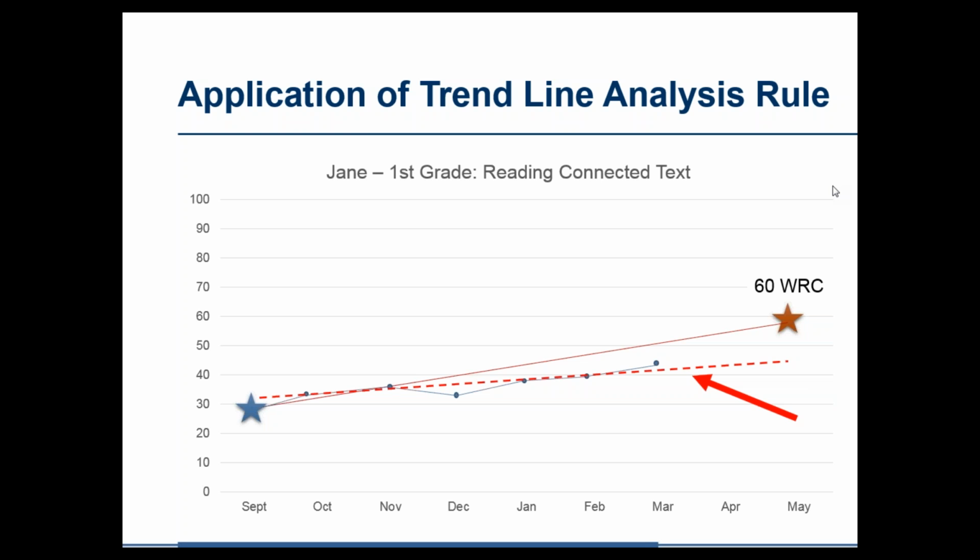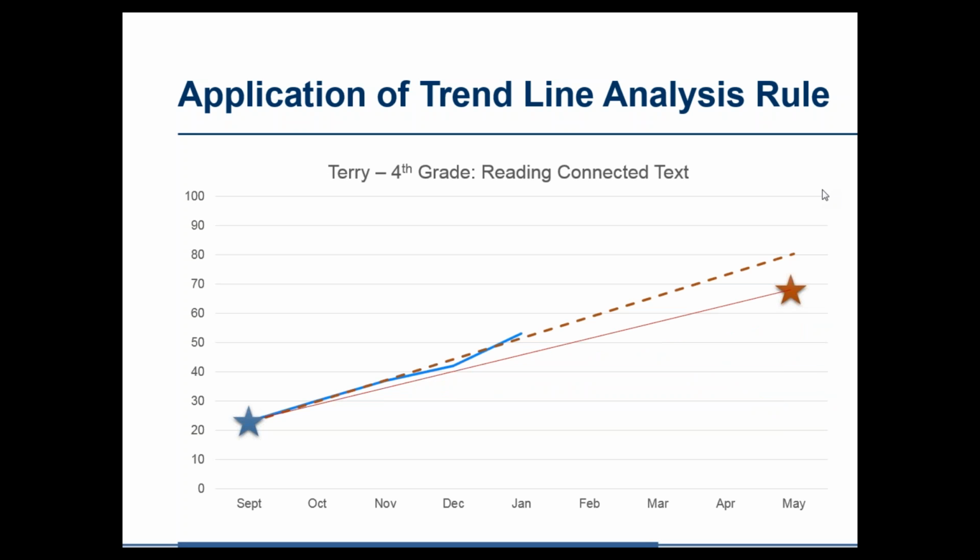In this case, the trend line analysis approach confirms the team's decision about Jane's progress. While she is making some progress, her progress is not sufficient for her to reach the end of intervention goal of 60 words read correct. Let's apply the trend line analysis to another student's progress monitoring data. What do you see here?